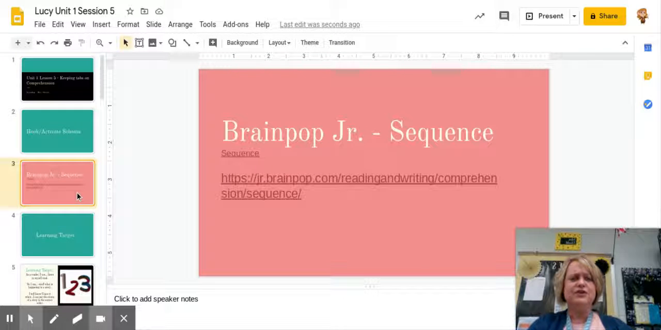I'm going to add to your Google Classroom a link to Brain Pop Junior, which is about sequencing. Sequencing is when you take a story and you decide what happened first in the story, then what happened next, like you're doing a retelling. Sometimes, maybe in kindergarten, you might have done it with pictures. So, you put the pictures in the correct order to show the sequence. That's what we're going to be talking about a little bit today, making sure we understand what happened at the beginning of the story, the middle of the story, the end of the story.